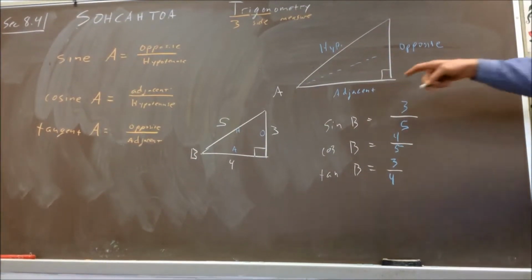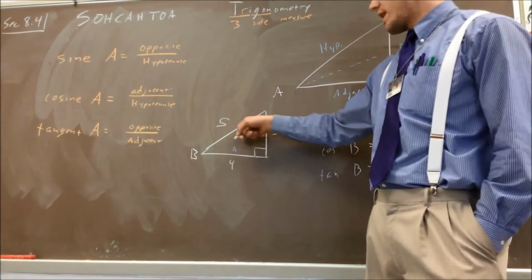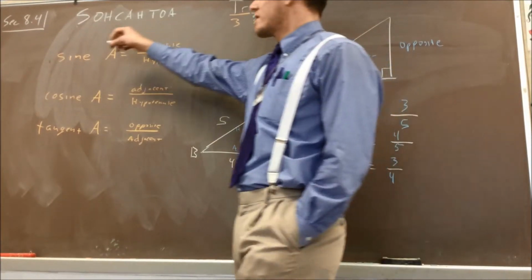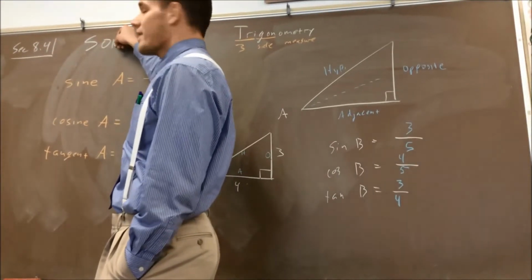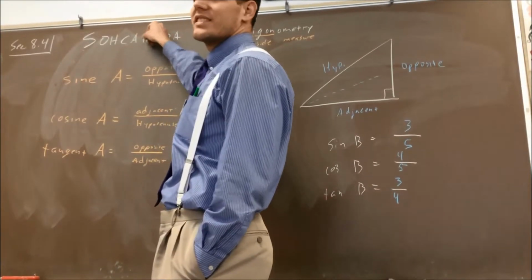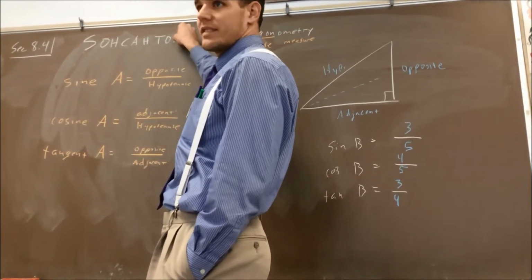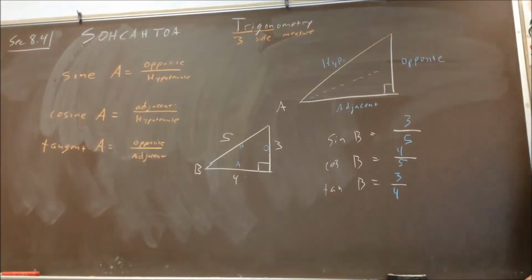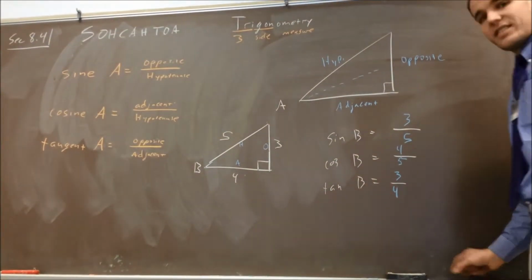As long as you can figure out what's opposite, adjacent, hypotenuse, and as long as you remember SOHCAHTOA, sine is opposite over hypotenuse. Cosine is adjacent over hypotenuse. Tangent is opposite over adjacent. See where SOHCAHTOA comes from now? She's awesome.